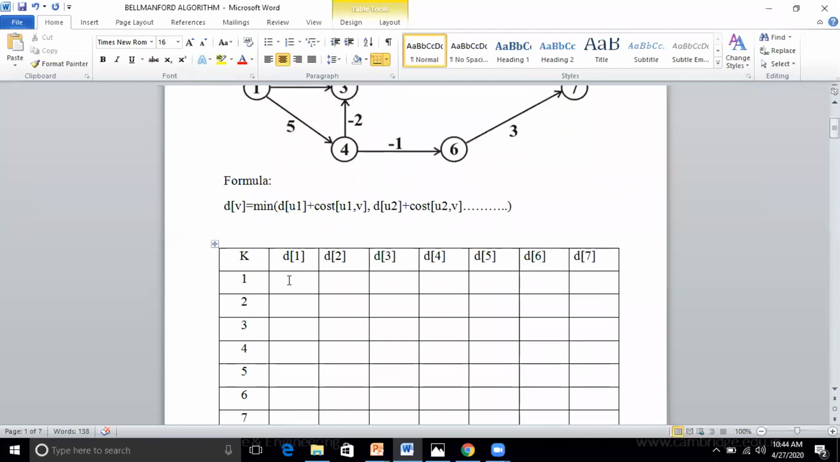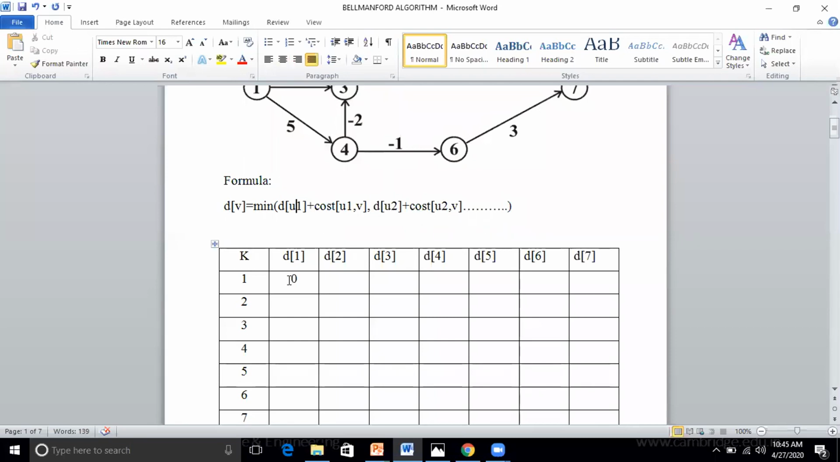The first step here is that the distance of the source will always be 0, isn't it? I have taken 1 as the source, so the distance of 1 will be 0. For the remaining vertices, we write the direct edge cost from the source. If there is a direct edge, write that cost. If there is no direct edge, write infinity.